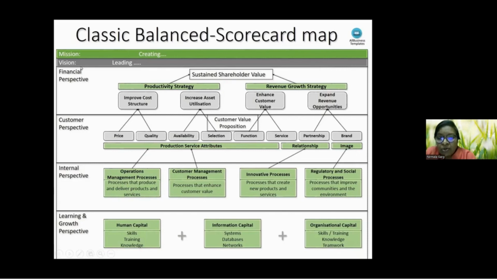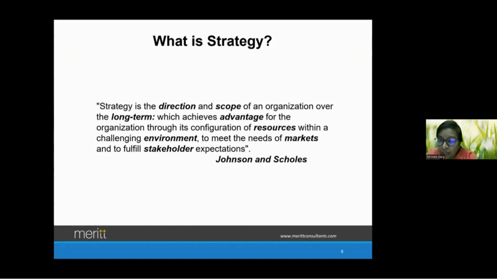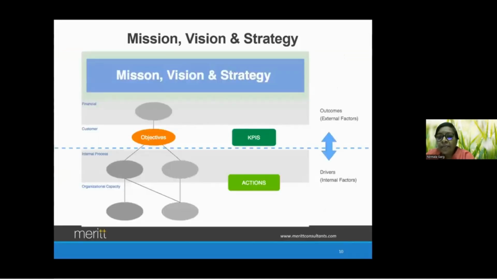So the 2 dimensions which are financial and customer are typically called the lag indicators, and these 2 are called the lead indicators. Now, as an HR person, you may be wondering, hey, why should I know all this, right? More so when we talk about strategy in the context of a balanced scorecard, then what happened?